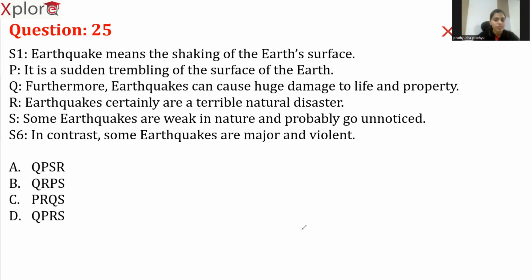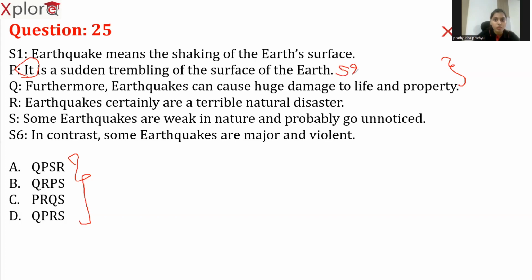we have a strategy or a rule that we implement in this concept of parajumbles. Here in P, we are talking about it is a sudden trembling of the surface. So before talking about P, first of all, let's quickly check the options. Again, based on the option verification, we got to know our second statement lies between P or Q. It is either P or Q. And I say that it is P. P is the second statement.